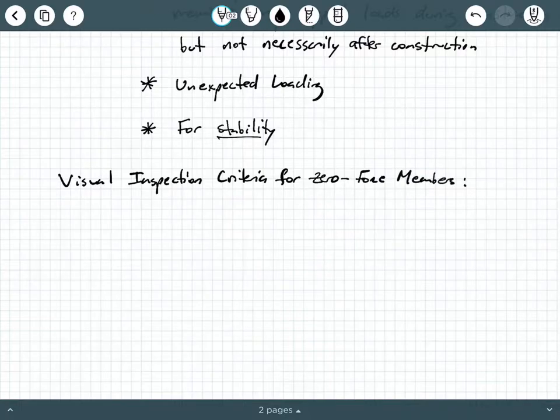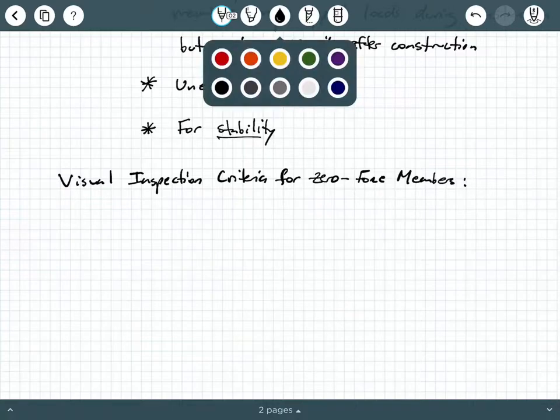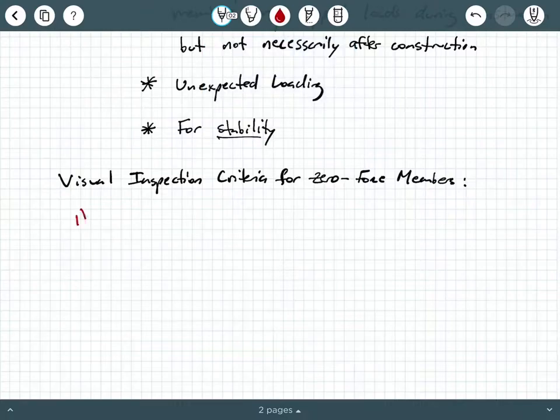Now we have two visual inspection criteria for zero force members, and if you really understand these two criteria, you can look at a truss and pretty much identify which of those members are zero force members. And guess what? You could do that without doing really any calculations. You can look at it and say, oh, that one's a zero force member. Oh, that one over there is a zero force member, without doing any calculations. So let's talk about these two visual inspection criteria.